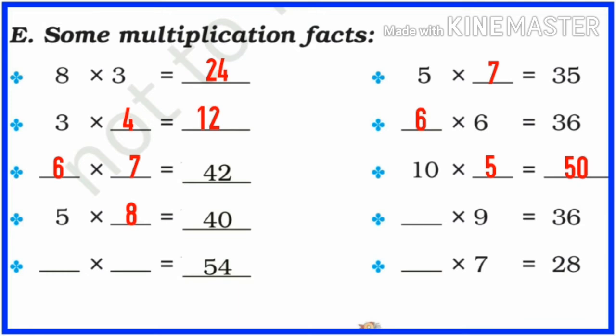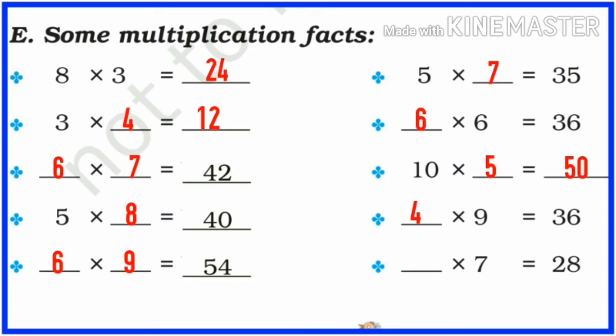Next one, dash multiplied by 9 is equal to 36. If you see the tables, you will find 4 9s is 36. So, answer will be 4. Next one, dash multiplied by dash is equal to 54. Again, here we have to find two numbers which when multiplied gives the answer 54. So, we will take 6 and 9 as 6 9s is 54.